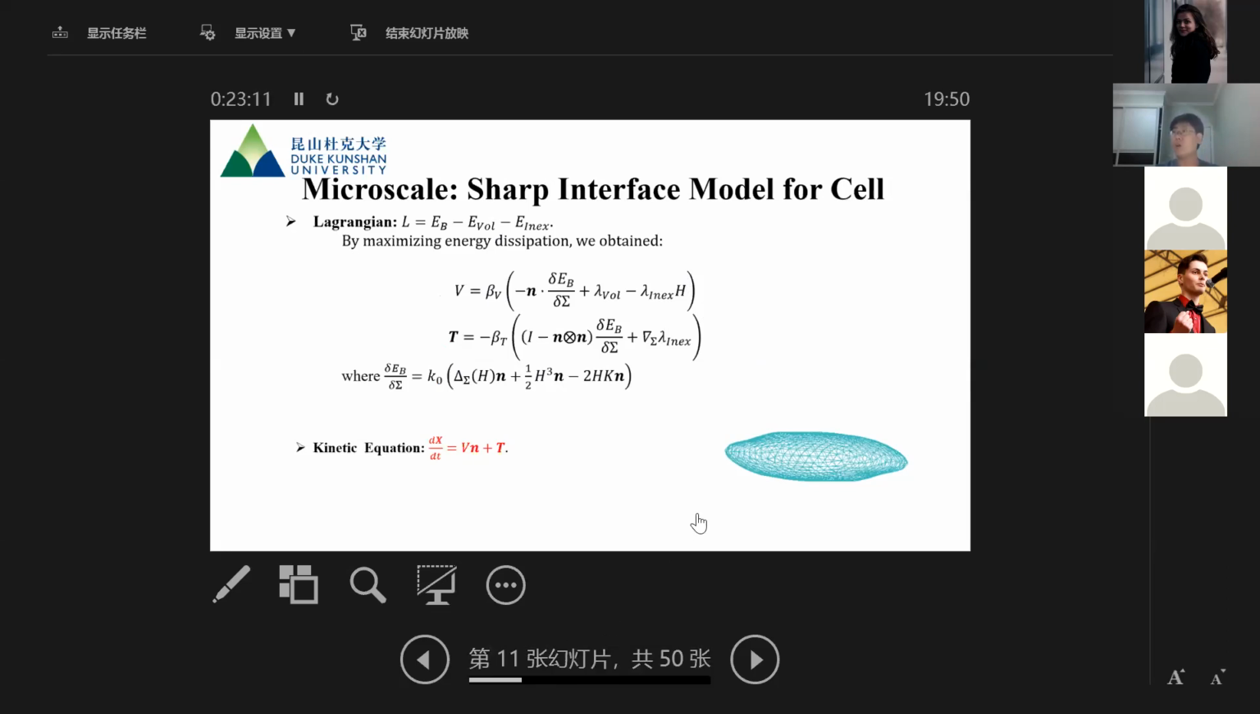Then how to evolve the membrane? It's very simple. It's just a particle, right? So dx/dt is equal to my total v. My v has two directions. One is in the normal direction, v multiplied by n, and one is in the tangential direction. So it's a very simple ODE, dx/dt equals v, to evolve the particle. But the difficulty is behind that: how to calculate my v, how to calculate my t.